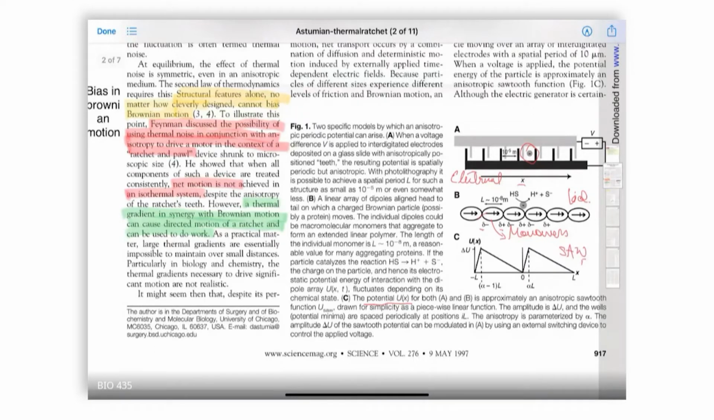Does anyone want to try to explain what they understand of this sawtoothed? What is a sawtoothed potential? Perhaps I can leave this slide on. Yes, anybody. What is a sawtoothed potential?